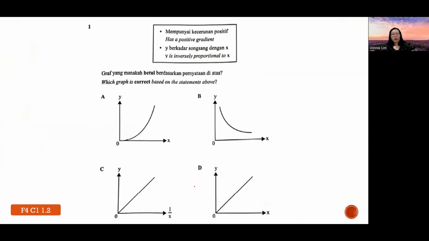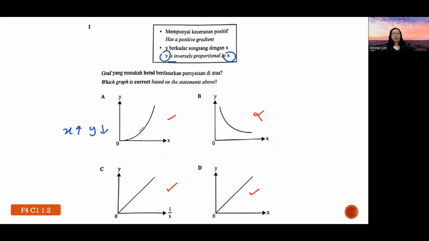Okay, based on the graphs, we find the one that fulfills the first statement, which is a positive gradient. This one, the graph is increasing, so it seems to have a positive gradient, but B is not acceptable because it is going downhill. C and D are also fine for the first statement. Then the next statement is the relationship where y is inversely proportional to x, which means when x increases, y decreases, or vice versa.